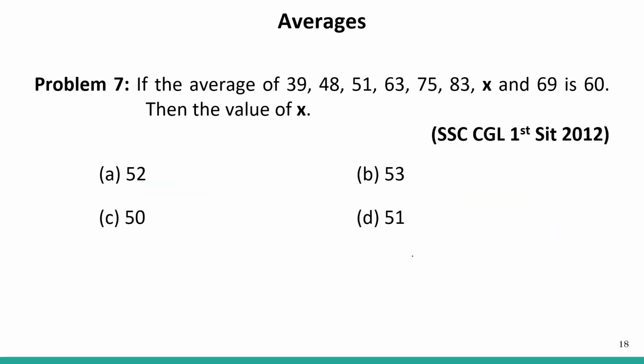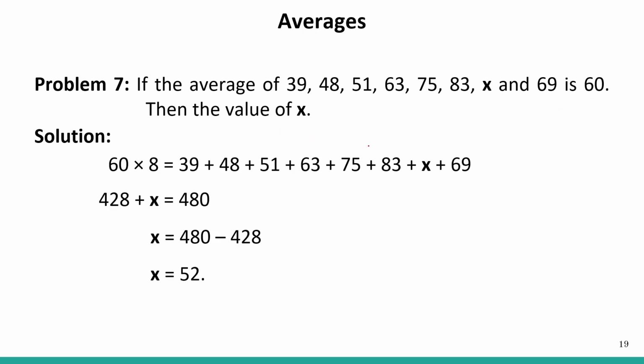Okay. So let's see problem number 7. If the average of 39, 48, 51, 63, 75, 83, x, 69 is 60, then the value of x is what? Is it 52, 53, 50 or 51? So this question has appeared in SSC CGL first sitting 2012 paper.